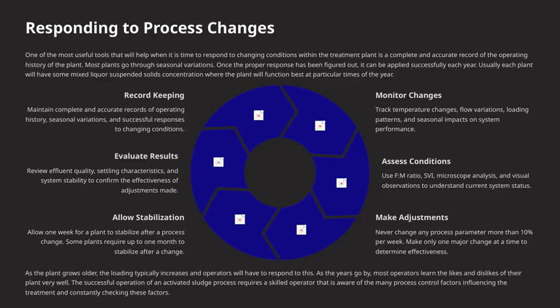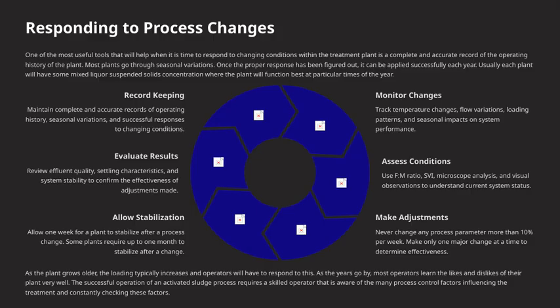Responding to process changes is a critical part of managing a treatment plant effectively. One of the most valuable tools we have is maintaining a complete and accurate record of the plant's operating history. This helps us understand how the plant behaves under different conditions, especially since most plants experience seasonal variations throughout the year. Once we identify the right response to a particular change, we can apply that same response reliably each year, which improves consistency and performance.